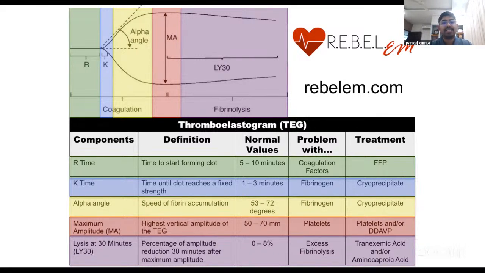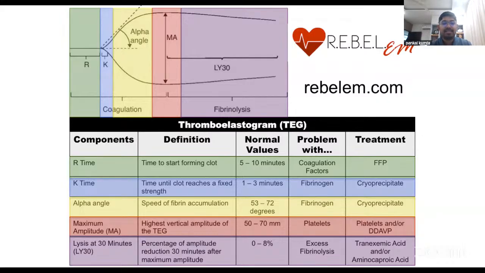So you need cryo. Again, the alpha angle is the speed of the fibrin accumulation. A typical angle is 53 to 72. And again, it is in terms of fibrinogen, so again, you need to replace cryo. Maximum amplitude is the vertical amplitude of the TEG, usually 50 to 70. So again, easy to remember: alpha angle and MA will have similar numbers, 50 to 70.